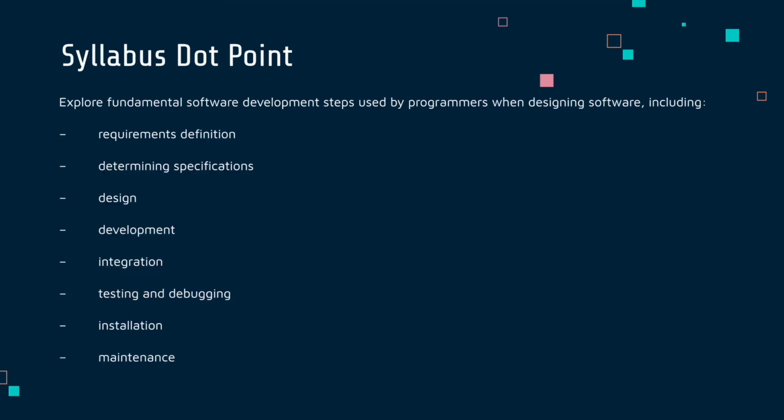Over the coming lessons, we are going to look in more detail at each of these steps in the software development cycle that we've alluded to in the previous lesson. There are clear distinct steps, 1, 2, 3, 4, 5, 6, 7, 8 of them that we are going to go over in total.